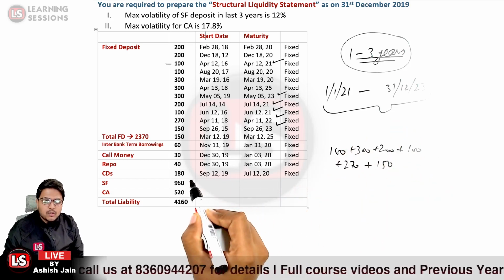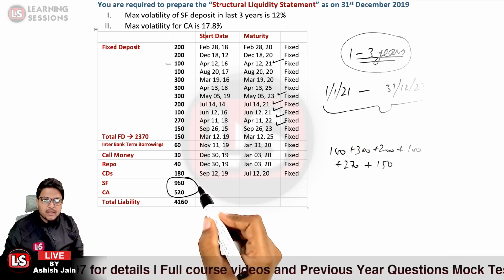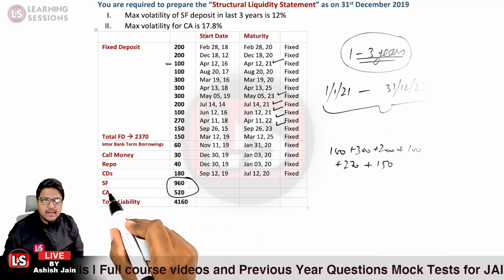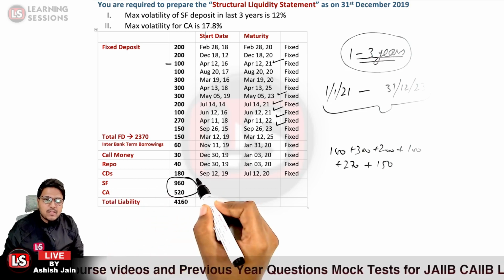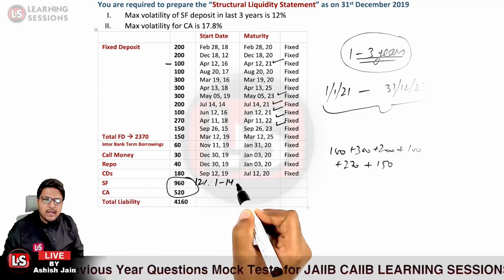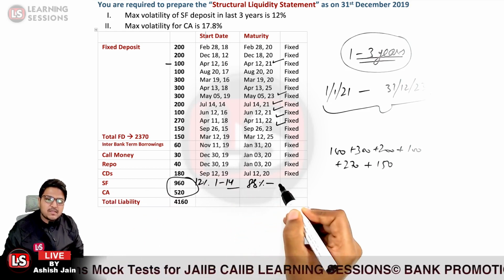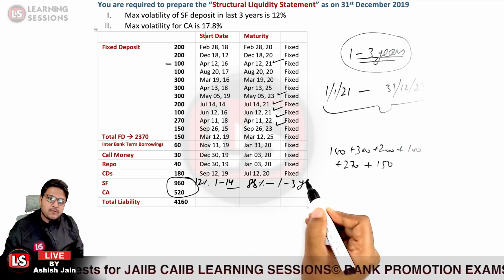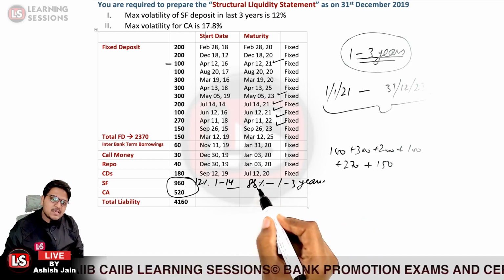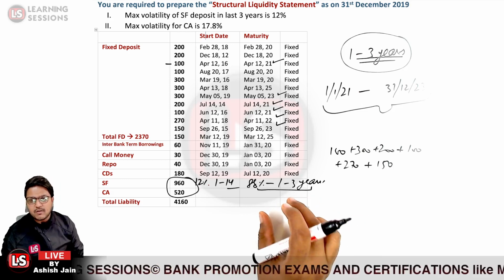Also you need to understand this particular part, that out of 960, that is the saving fund account, the 12% part was volatile, which was placed under the 1 to 14 days bucket. But the rest, the 88% part, was to be placed under the 1 to 3 year bucket. You need to memorize, I just told you that this is related to the core deposit, that will be placed under the 1 to 3 year bucket.